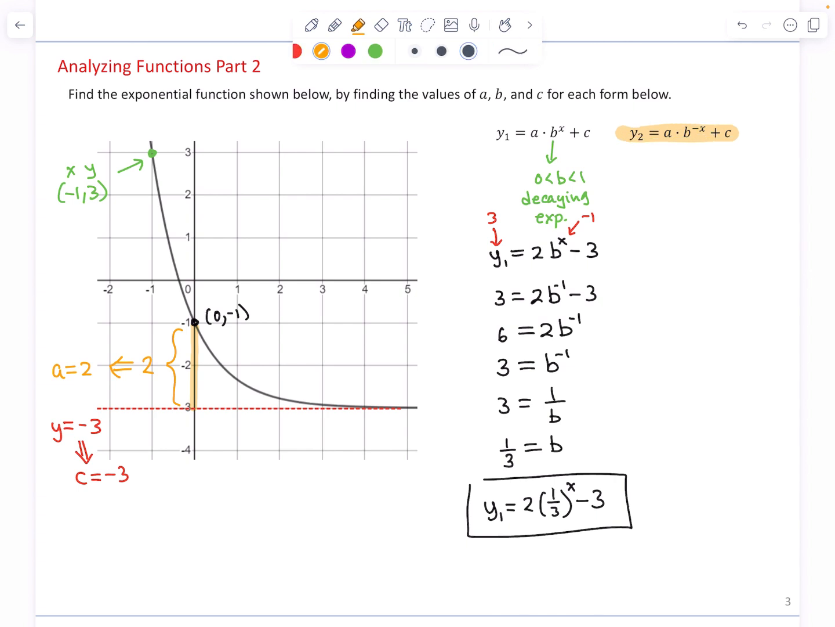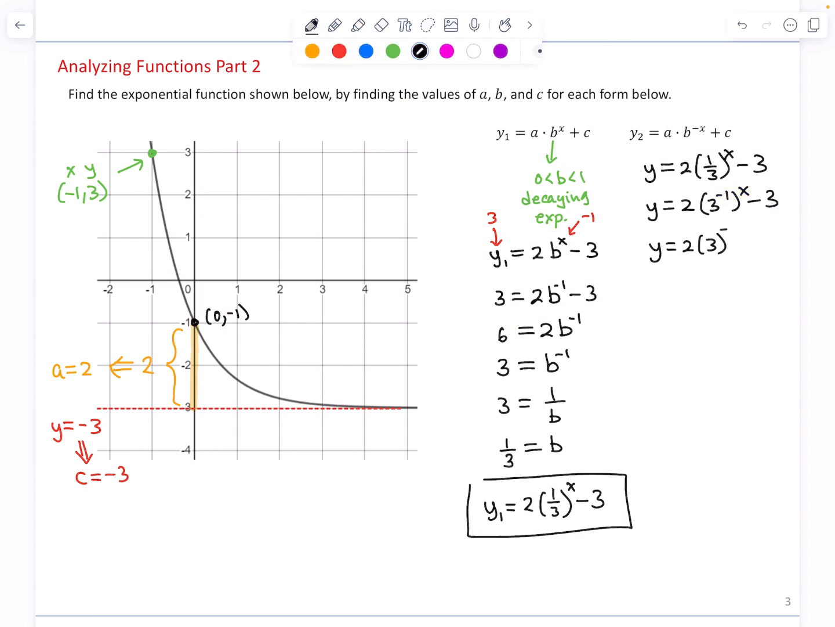Now to achieve this second form, the only difference is that we want a negative in front of our x. This will mean that we don't have necessarily the same b value as we do in the first case. However, the a and the c must be the same. In fact, if I begin with my first form, then the easiest way to achieve a minus sign in that exponent is to rewrite 1/3 as 3 to the minus 1. And then when you have 3 to a power and then raised to another power, you multiply the powers. So we get y equals 2 times 3 to the negative x minus 3. And this gives us our second form.